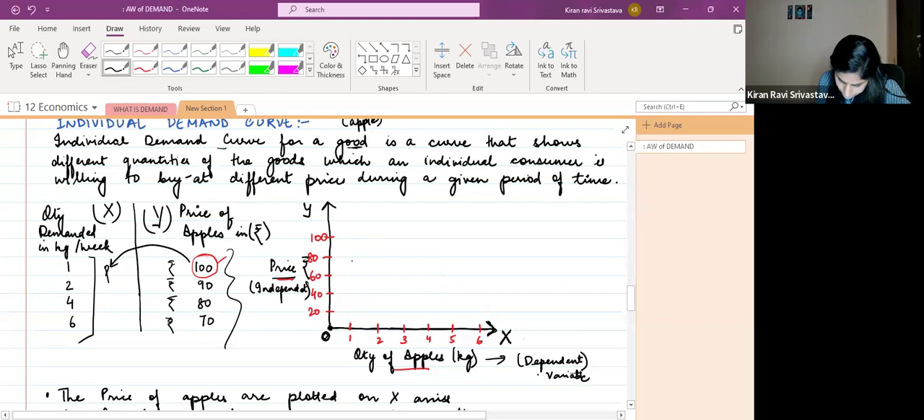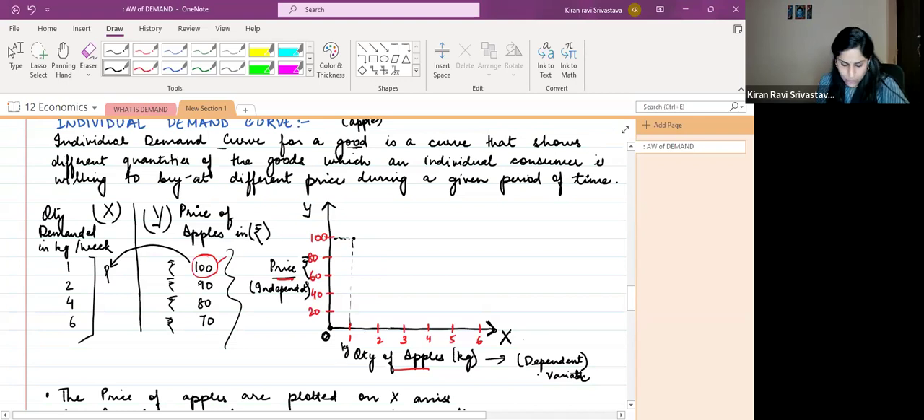If I see here, and I keep going with them, this point will come here. Because if you see here, if I join the dot from here to here, it will be 1. Or I just join the dot and then show. So this is 1. For 100 kg, I'm buying 1 kg of apple.